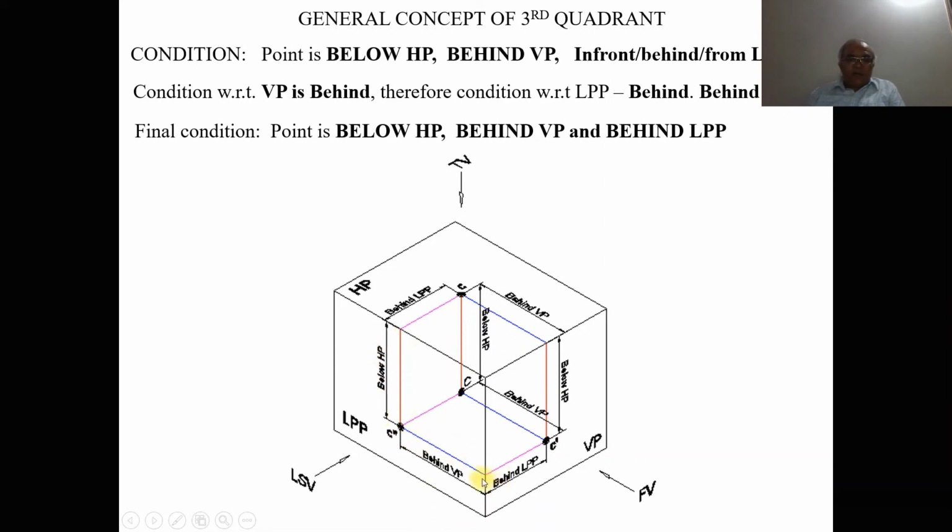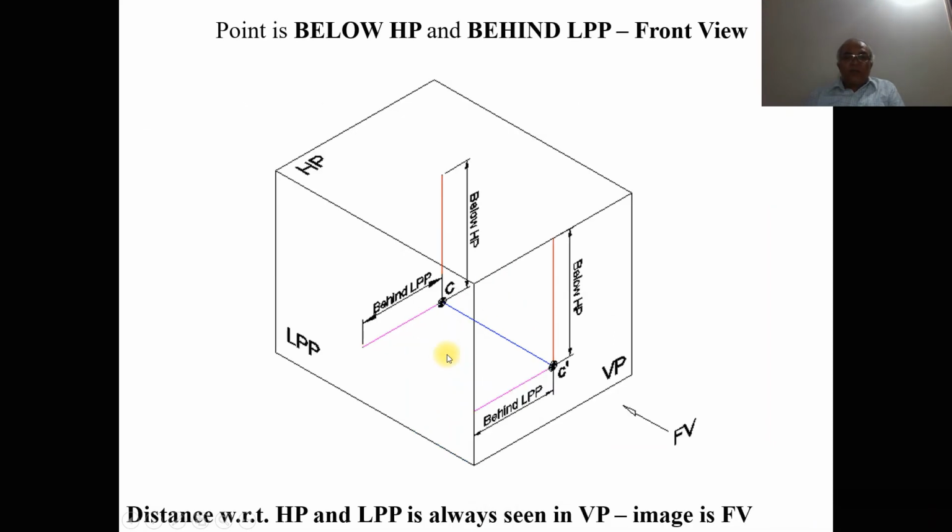So behind VP will become horizontal and below HP will be vertical. In the front view also below HP is vertical, and in the side view also below HP is vertical. But behind VP, which is this distance, when it is rotated by 90 degrees, becomes horizontal. When this horizontal plane, where the image of behind VP is, is rotated by 90 degrees to the top side, this is going to become vertical. But here when LPP is rotated, behind VP will become horizontal. So the vertical distance has to be transferred into horizontal distance.